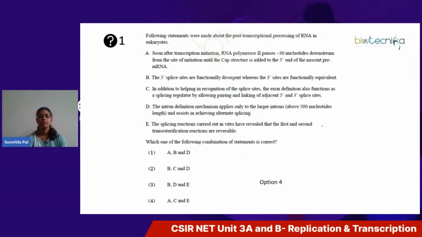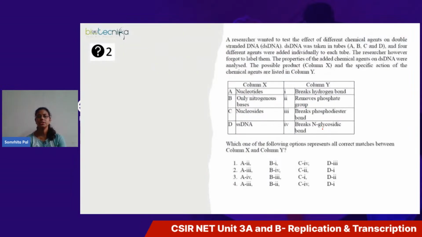Okay, now going to the next question. So the next question is a match the column question. So try to solve this. Read the question very carefully.